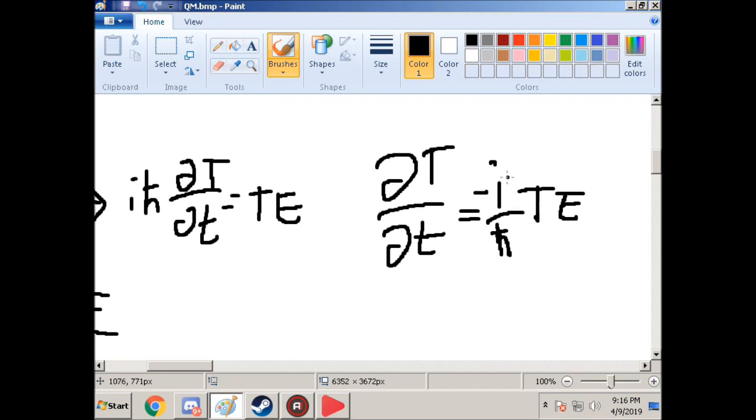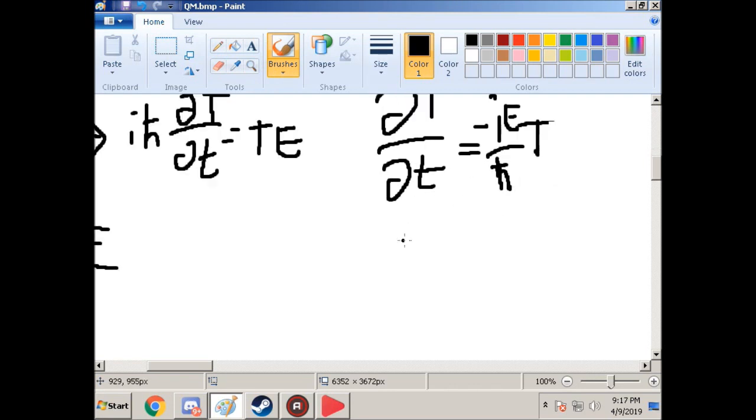Okay, I'm gonna actually write the E over here as well. Okay, so this equation can be solved quite easily. The solution is given by this, e to the -iEt over h bar.